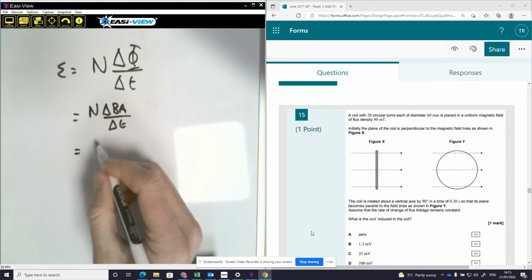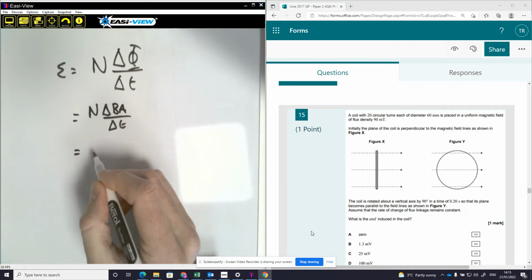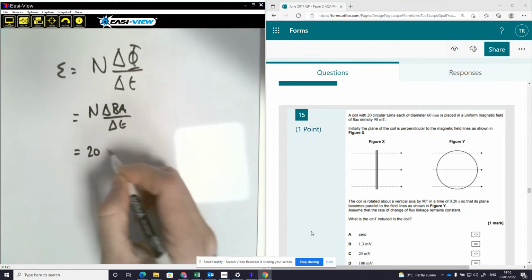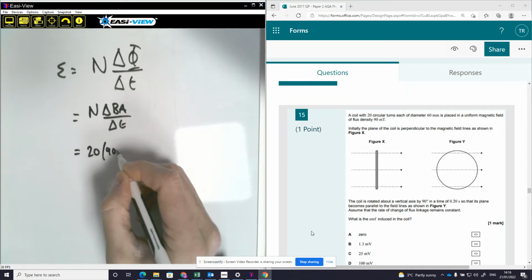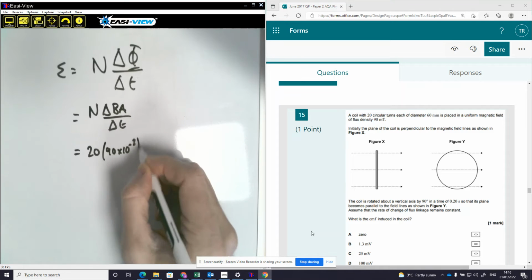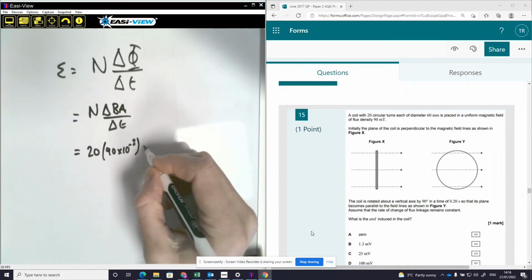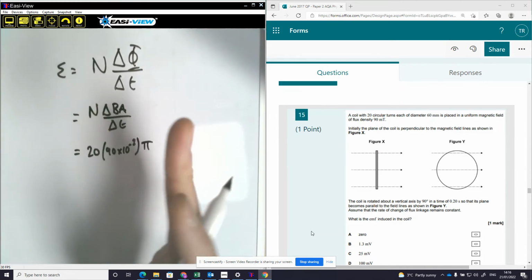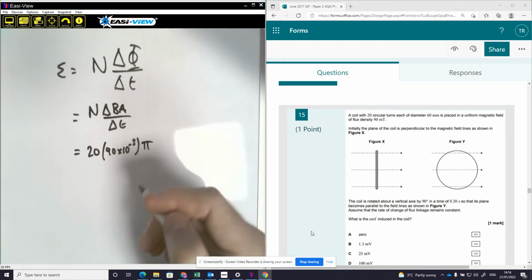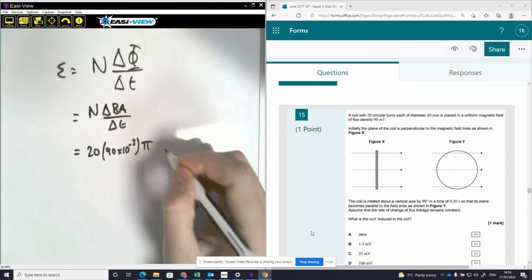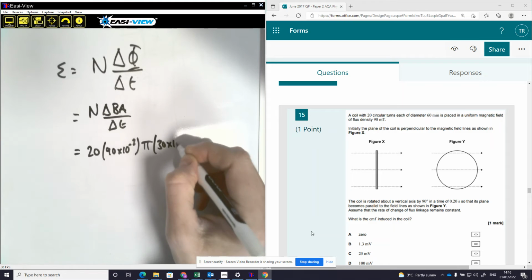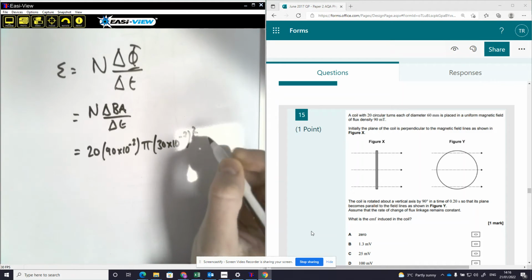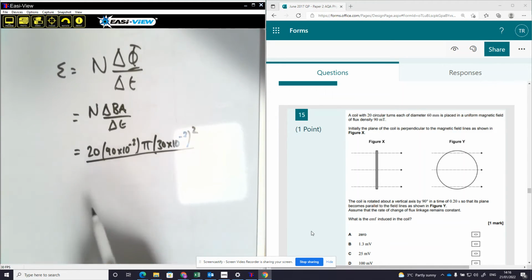So we end up with number of turns, which is given to us in the question, which is 20. Then we have the magnetic field strength, which is 90 millitesla, so 90 times 10 to the negative 3 Tesla. Then the area, so it goes from being side on, effectively having no area, to the full area. So the change in area is pi r squared. It gives us a diameter, 60 millimeters. So again, be careful of that. So we need to change that to a radius, times 10 to the negative 3, and don't forget to square it. So it's r squared, all over the change in time.